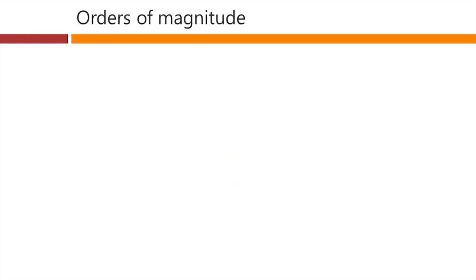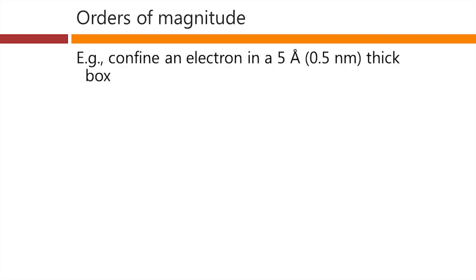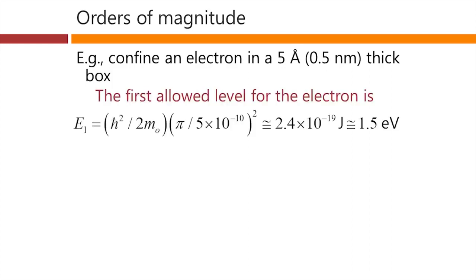So let's look at some orders of magnitude of what we would calculate for some sort of particle-in-a-box problem. Let's suppose that we confine an electron in a box that is half a nanometer or 5 angstroms thick. This is about the characteristic size of a small atom, like a hydrogen atom. So in this calculation, here's our formula that we would put in with our distance Lz as 0.5 nanometers or 5 angstroms. If you work this out, this comes to 2.4 times 10 to the minus 19 joules, which is about 1.5 electron volts.